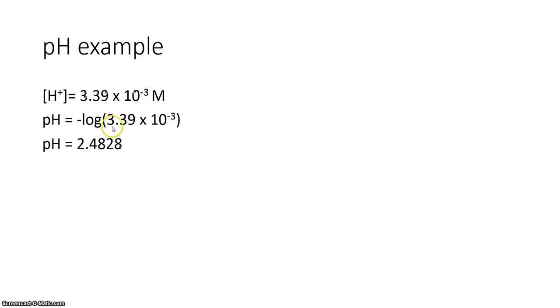Okay, so we have three significant figures in the number in the log, which means we need 3 significant figures in the mantissa of our answer. Okay, so we'll need 3 significant figures here, and so we would end up with pH equals 2.483. Okay, we're rounding up on that last decimal place.